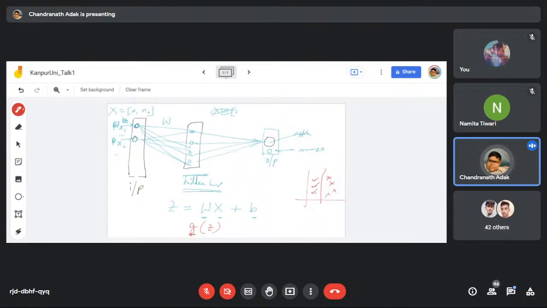So g will be your activation function. After that I am getting this a. So here if we think of this hidden layer as a big circle, at first this will be your z. So z will be wx plus b, and after that a will be g of z. So there are a few activation functions. For example, in the second half I will show you a few activation functions.